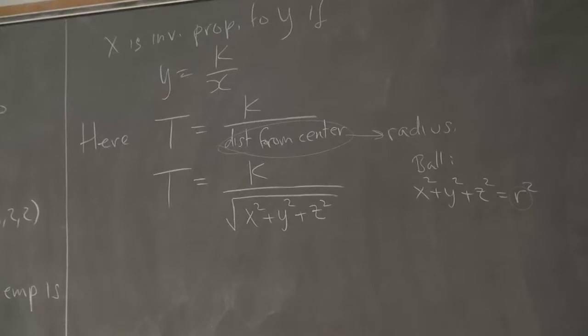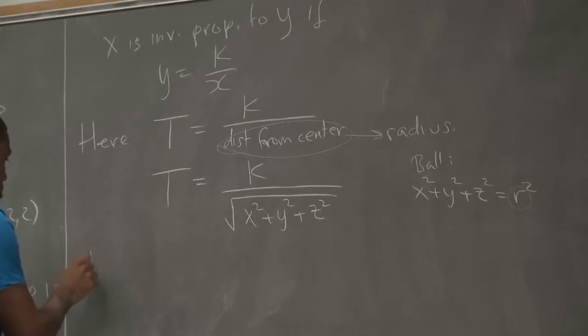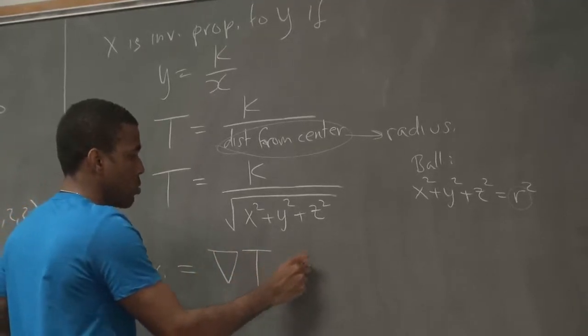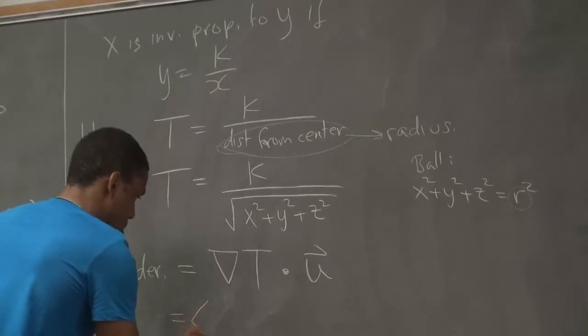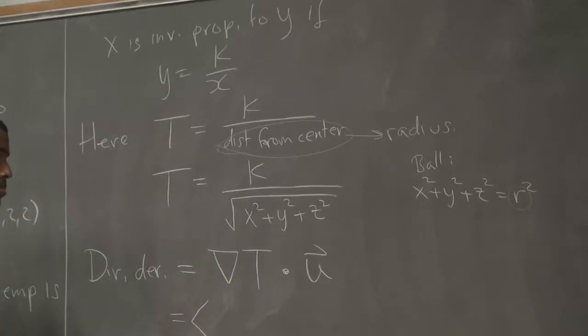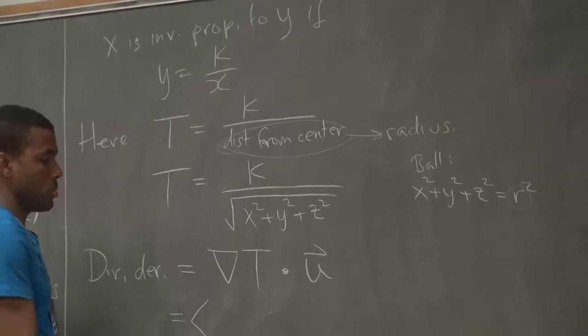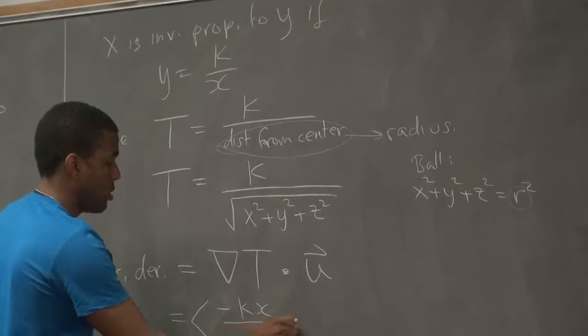We want a directional derivative. How do we find that? It's going to be the gradient, so the directional derivative would be the gradient of T dot product with some direction that we want to move in, right? So the gradient of T is going to be what in this case? Negative kx over all of that to the 3 over 2.